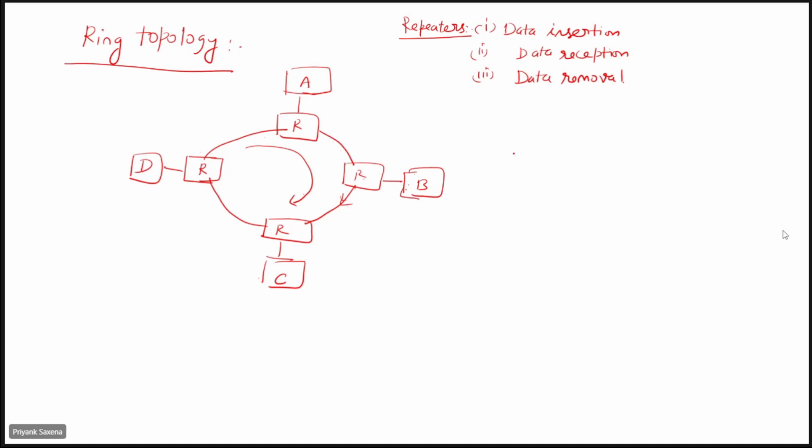Because once this frame is coming, the first part will be the control information, the source and destination addresses. So first it will copy this and pass it to this station. If the station recognizes the address, the remainder of the frame is copied. Otherwise, it will simply pass the frame, regenerating the frame on this line.